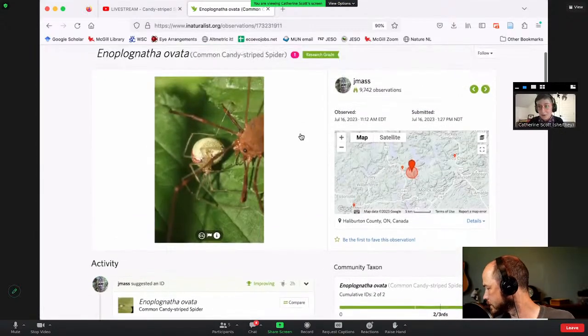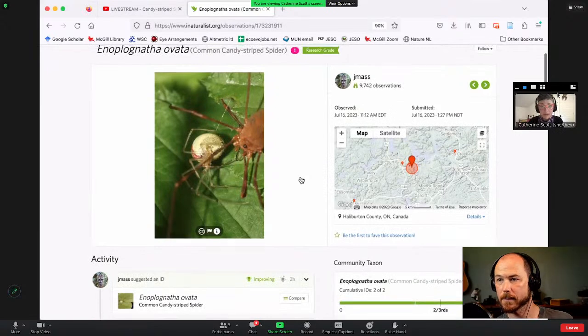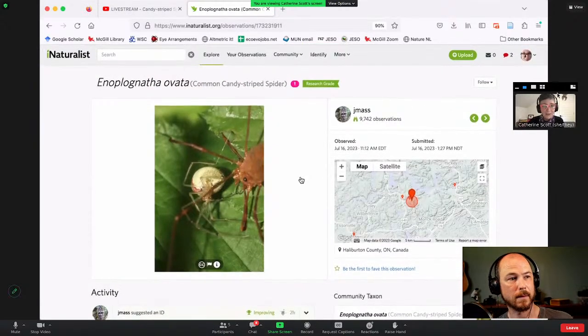I've noticed a few observations of opilionid prey recently, which I think hadn't been reported before in the literature as far as I know. So this is already sort of yielding new data about the prey spectrum of these spiders.